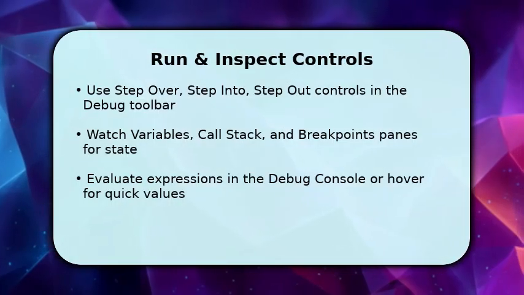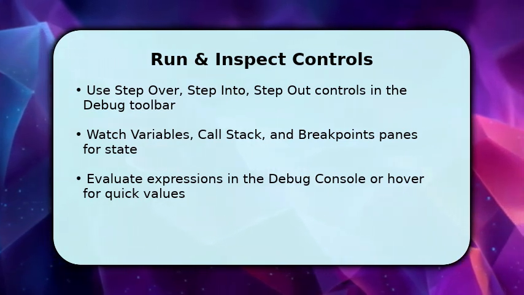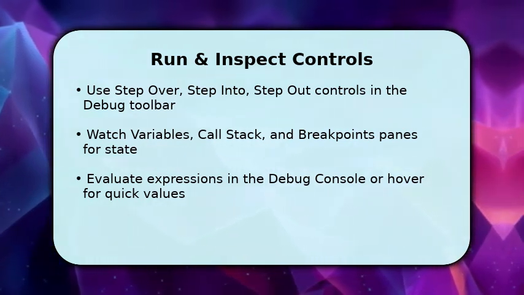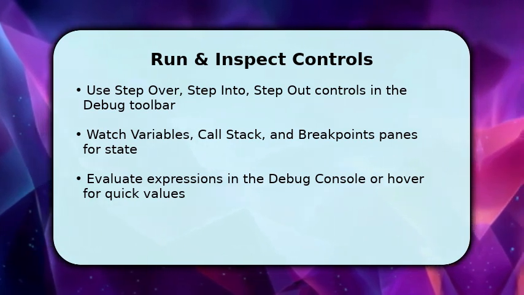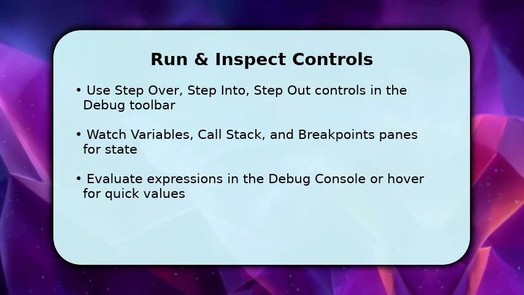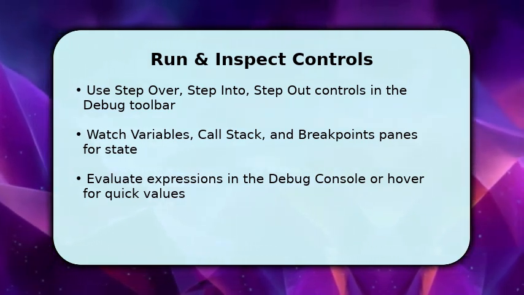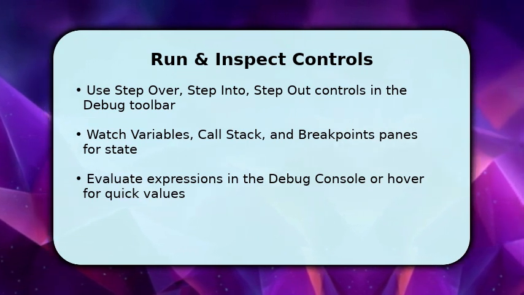Now you move into active debugging. Run the cell that hits your breakpoint and you step over to advance lines when you don't need to descend into functions. You step into when you do. Make sure to monitor variables and call stack to understand context and scope. You can evaluate expressions in the debug console for quick checks and hover over variables for inline values.